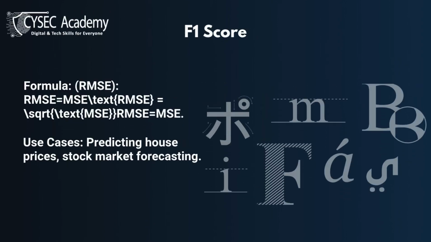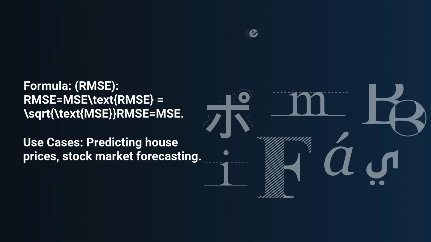5. Mean squared error, MSE, and root mean squared error, RMSE. For regression tasks, MSE measures the average squared difference between predicted and actual values, while RMSE is the square root of MSE. These metrics assess the accuracy of numerical predictions. 1. Formula. RMSE equals the square root of MSE. 2. Use cases. Predicting house prices, stock market forecasting.